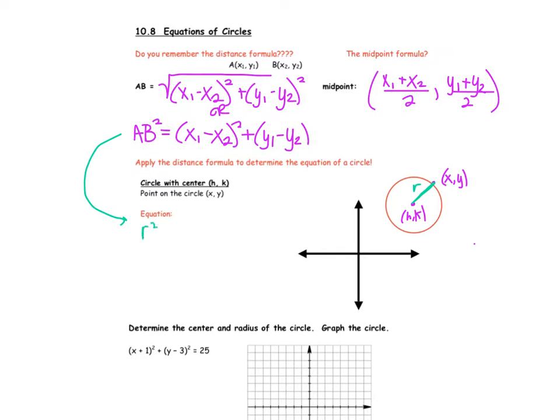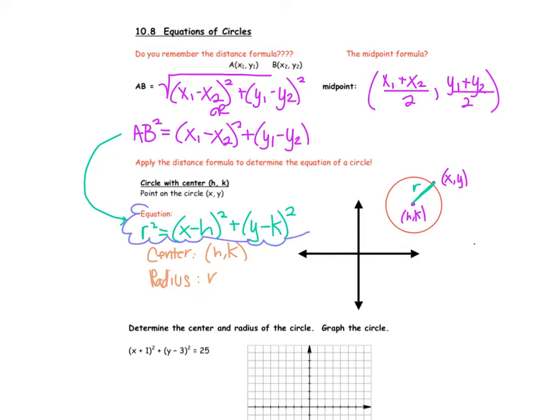r squared is going to equal (x minus h) squared plus (y minus k) squared. So now we have a circle with center (h, k), and the radius is just r. I could have done the distance formula where I would say r is equal to the square root and have to square both sides to get rid of the square root. But this is basically your important equation of a circle that we're going to be using throughout this section.